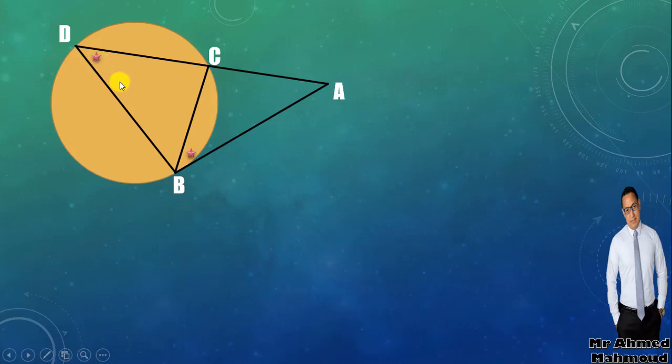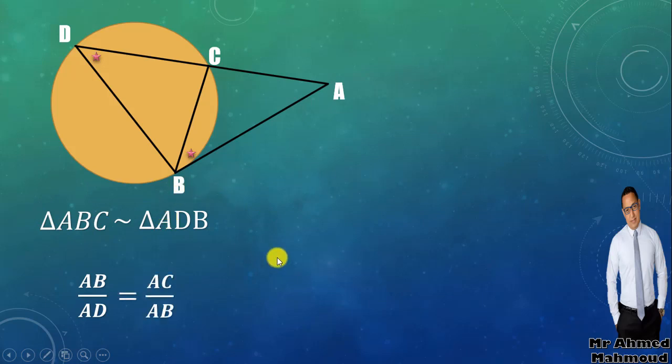Now we have two triangles, triangle ABC and triangle ADB. The two triangles are similar because angle B equals angle D and angle A is a common angle. From the similarity, AB over AD equals AC over AB, like this. By cross multiplication, AB times AB, which is AB power of 2, equals AC times AD.